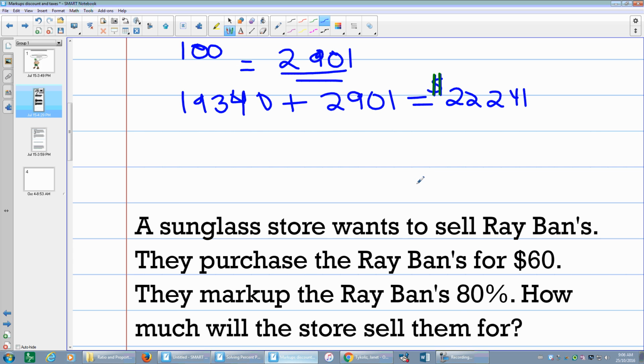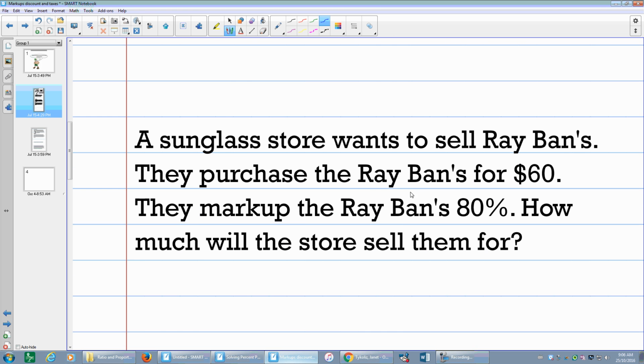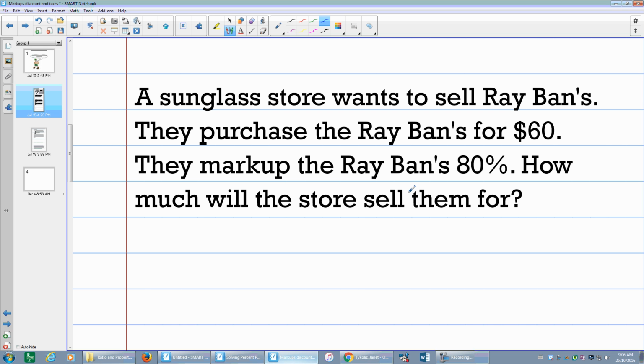So here's another question similar to this, which if you own your own business, you're going to be doing regularly. It says here, a sunglass store wants to sell Ray-Bans. They purchase the Ray-Bans for $60. They mark up the Ray-Bans 80%. How much will the store sell them for? So when you buy anything from the store, the store is making money off of you. They're selling it for more than what they've paid for. That's what's called a markup. Stores mark up the cost of their items so that they can make money.